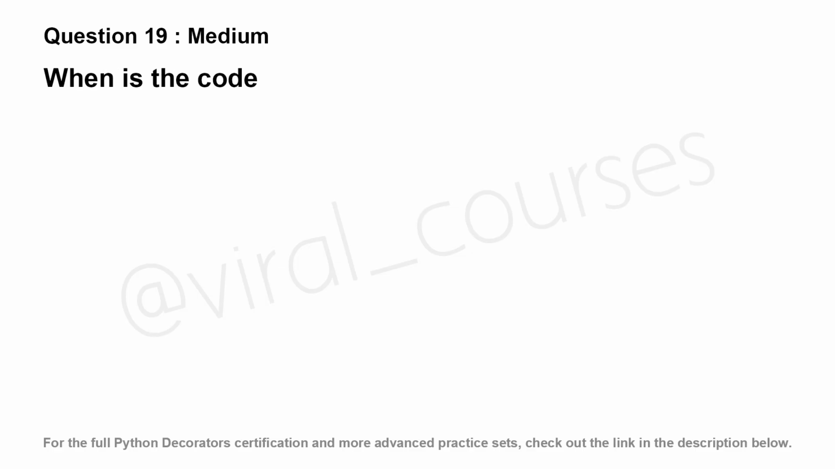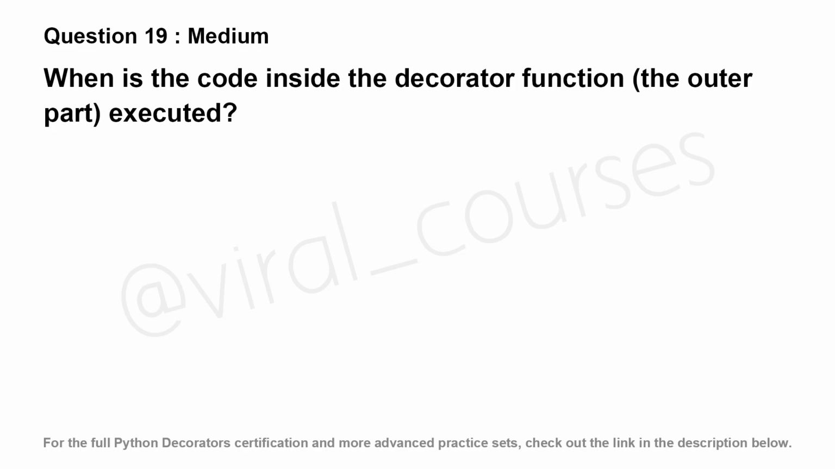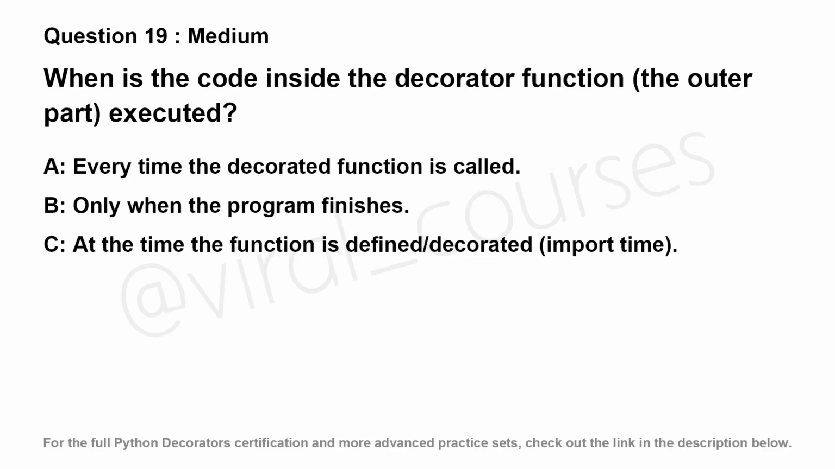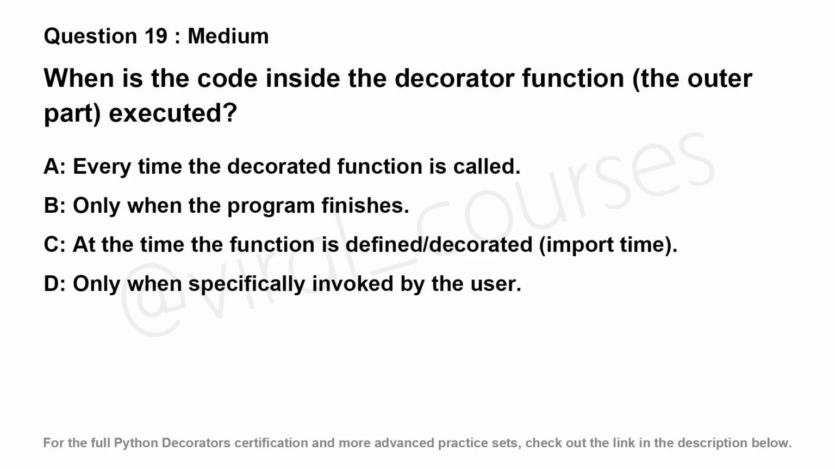When is the code inside the decorator function, the outer part, executed? Option A, every time the decorated function is called. Option B, only when the program finishes. Option C, at the time the function is defined, decorated, import time. Option D, only when specifically invoked by the user.